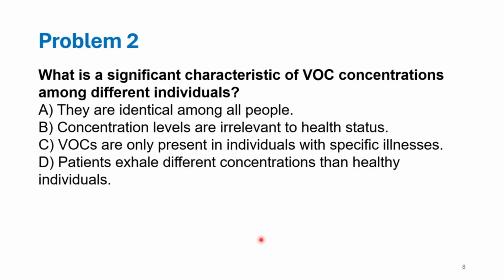Problem 2. What is the significant characteristic of VOC concentrations among different individuals? Okay. The first option is A. They are identical among all people. B. Concentration levels are irrelevant to health status. C. VOCs are only present in individuals with specific illnesses. D. Patients exhale different concentrations than healthy individuals. So what is the answer?